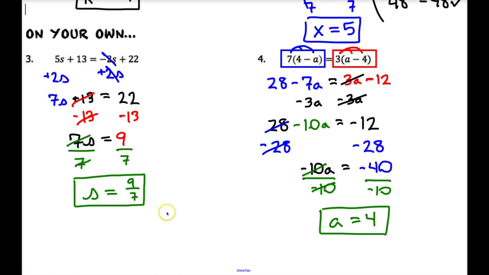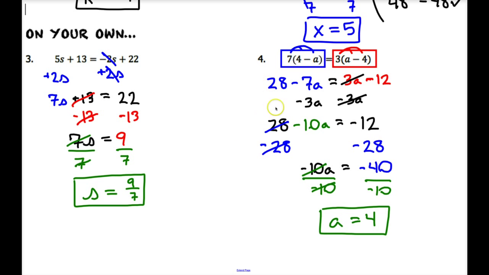Okay, so let's check your answers and see how you did. For number 3, you didn't need to simplify either side. So the first thing you could have done was add 2s to both sides. You could have also subtracted the 5s from both sides. The way I did it though, when I added 2s, you get 7s plus 13 equals 22. Then you subtract 13 and divide by 7, and you get an improper fraction, s equals 9/7.